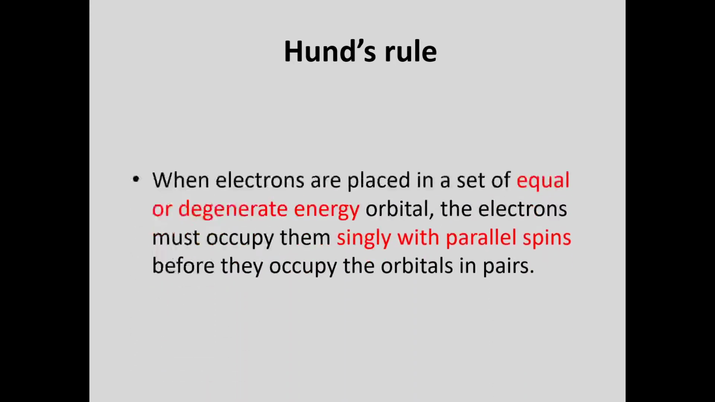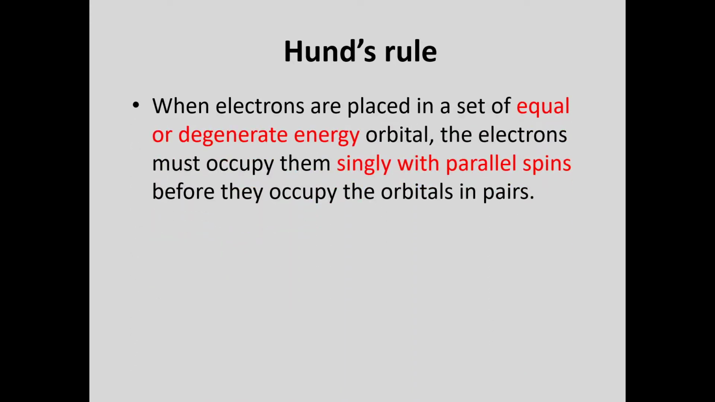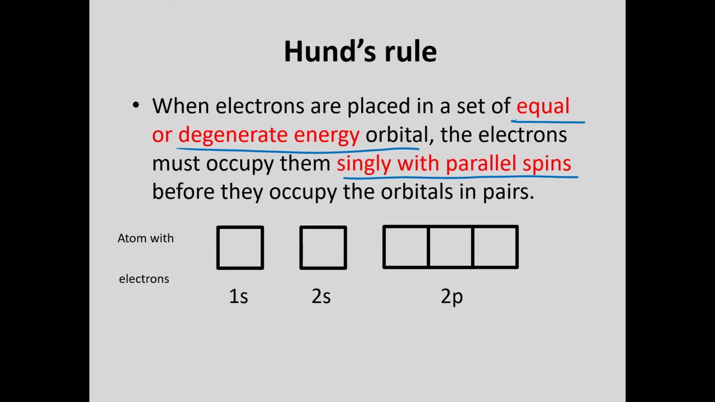And the final rules. Okay. The final rule is Hund's rule. Okay. Hund's rule, Pakcik Hund ni cakap pula in an equal or degenerate energy orbital, I dah beritahu tadi pasal degenerate energy orbitals, that the electrons must occupy them singly with parallel spin before occupy the orbitals in pairs. Apa ke benda dia cakap panjang-panjang ni?